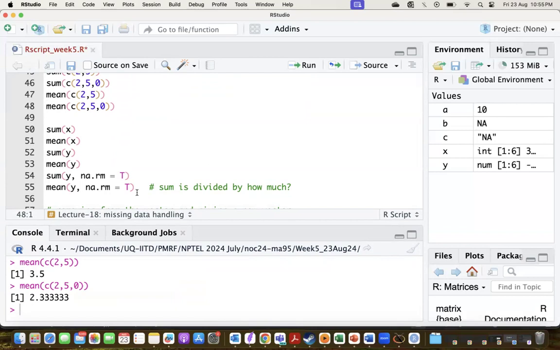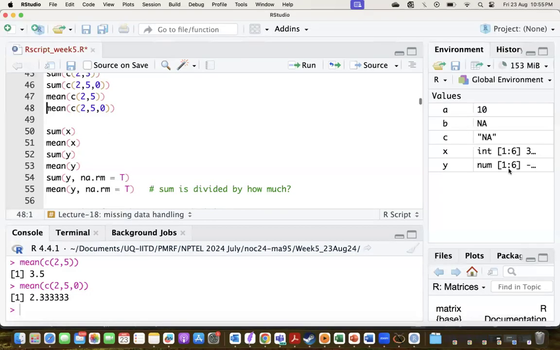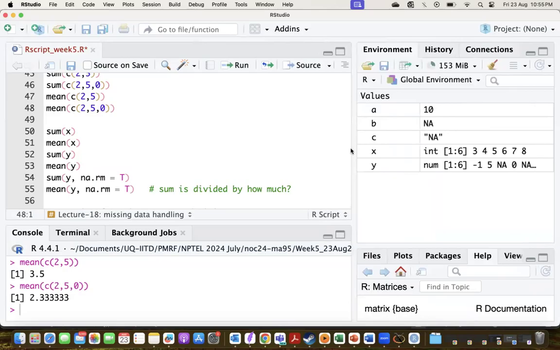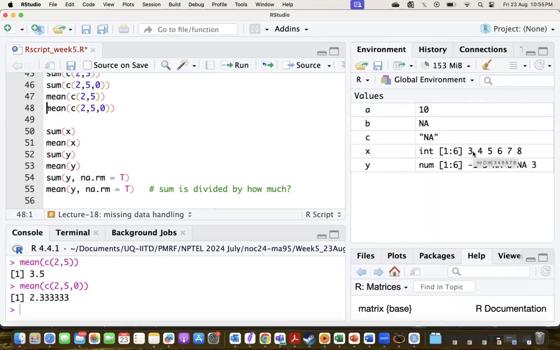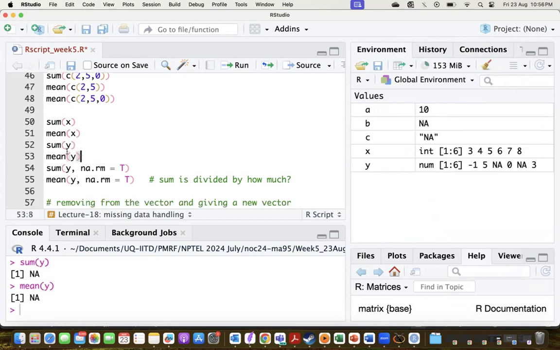But again, another question is, what if you never knew that there were NAs? You never checked. So how R handles this: if you remember, we are talking about these two vectors x and y. X does not have any NA values, y has NA values. If I directly do a sum of x, it gives me the sum without any error. If I do a mean of x, it gives me that mean also without any error. If I do a sum of y, it will give me NA. If I do a mean of y, that also gives me NA by default.